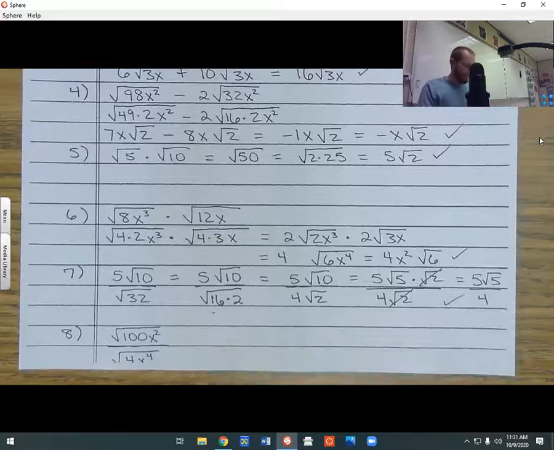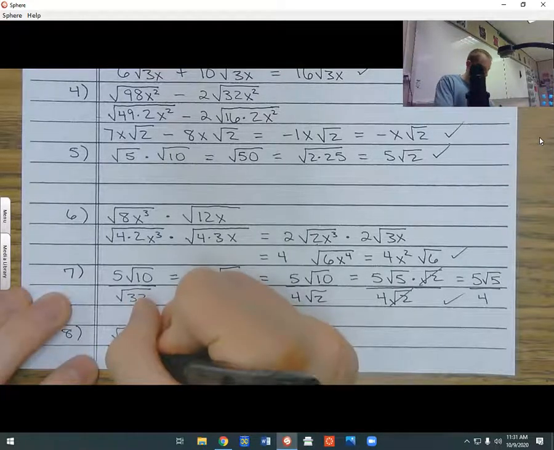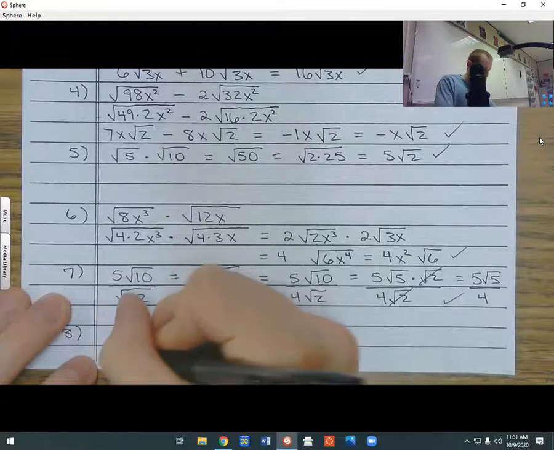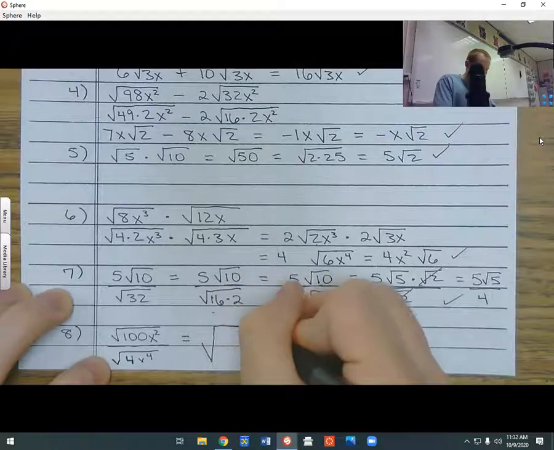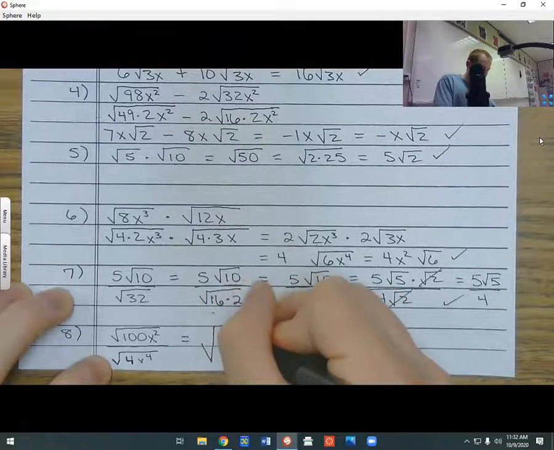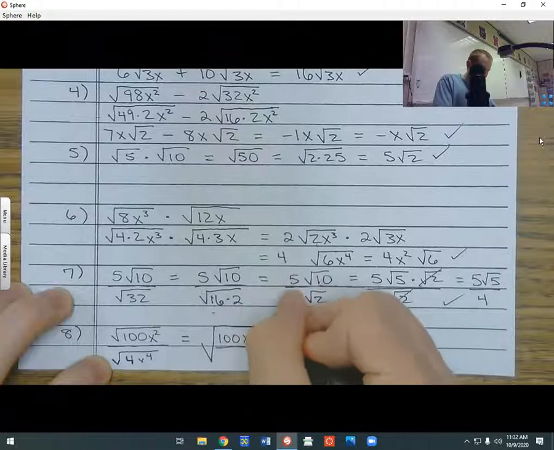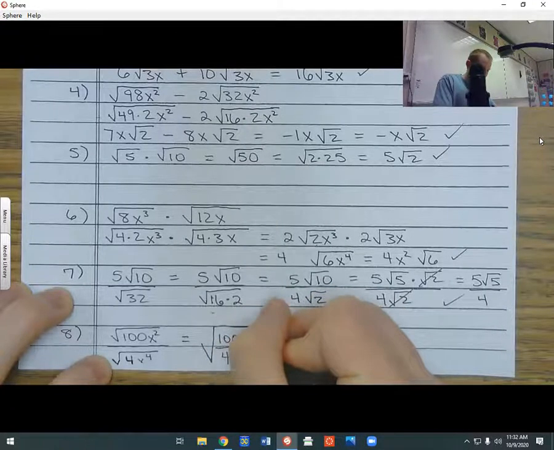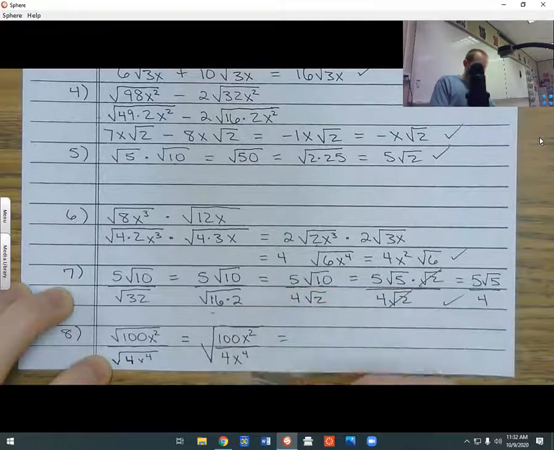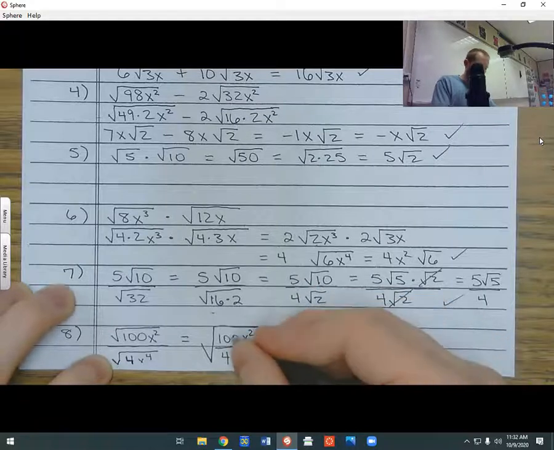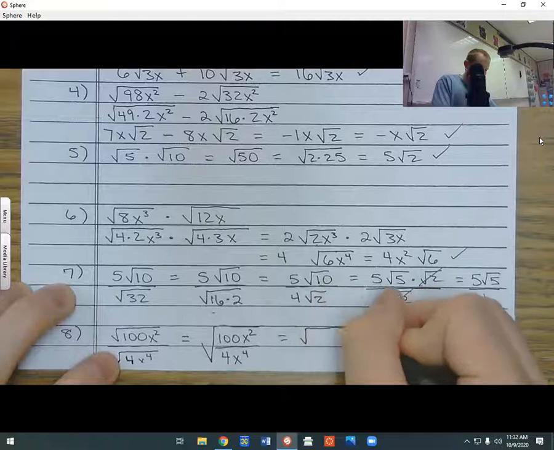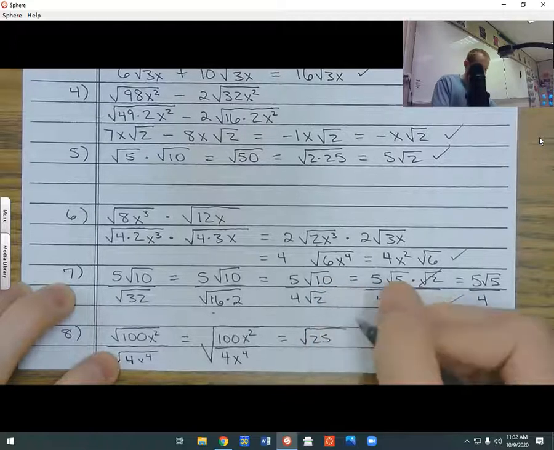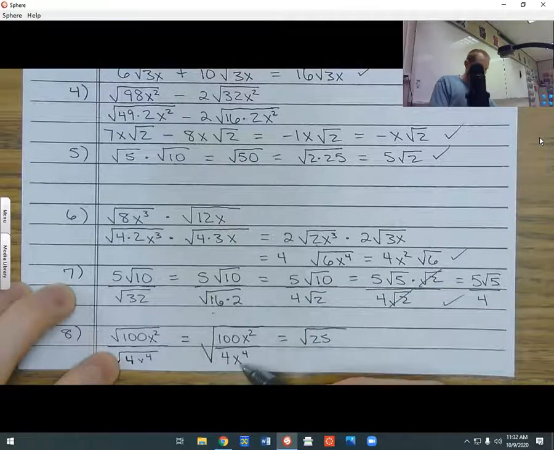For the last problem, I think this kind of got cut off, but let me show you a trick you can do when you're dividing. You can actually put these under one tall radical, so that's what I'm going to do. 100x squared on top, 4x to the 4 on the bottom, and now I'm going to simplify on the inside. So what's 100 divided by 4? That's going to be, what, 25. X squared divided by x to the 4, that's going to be x squared on the bottom.